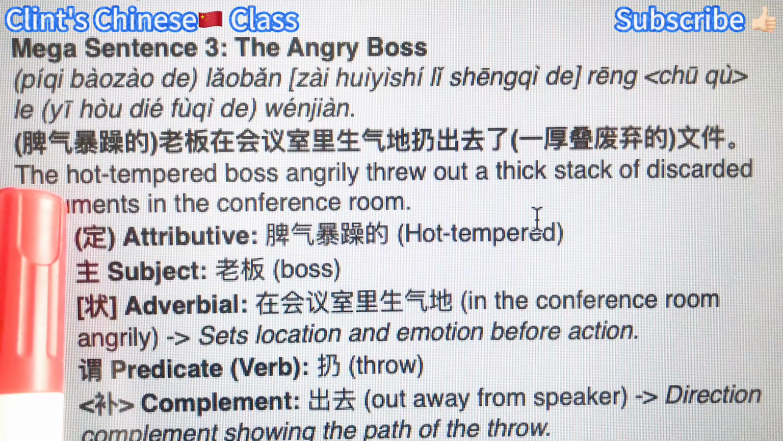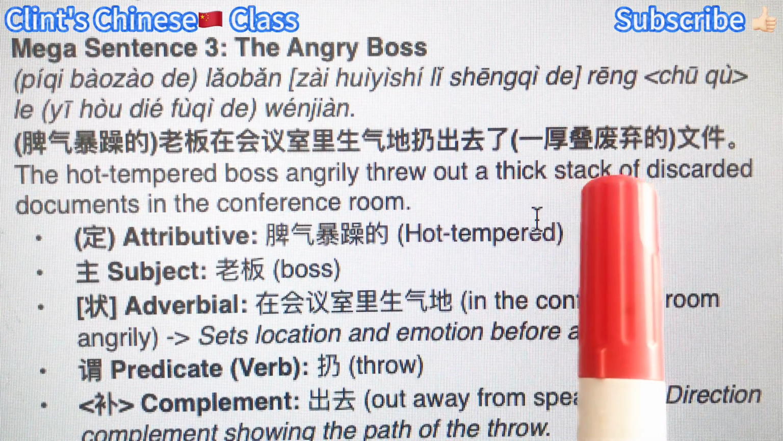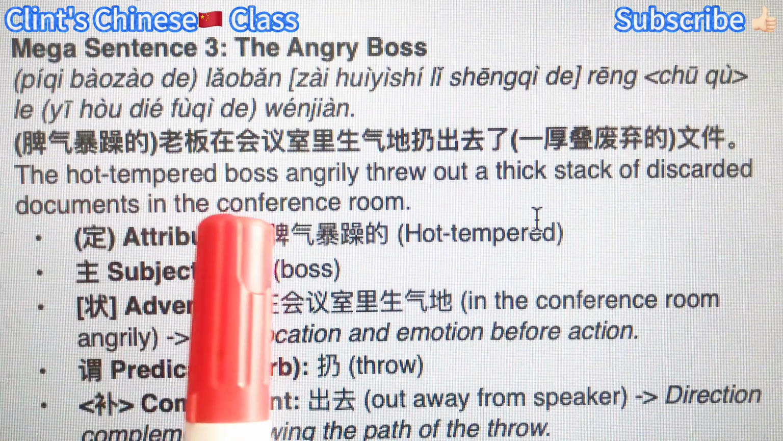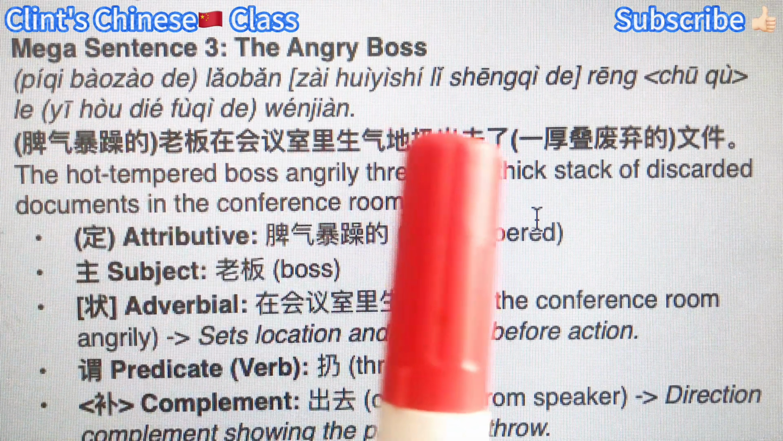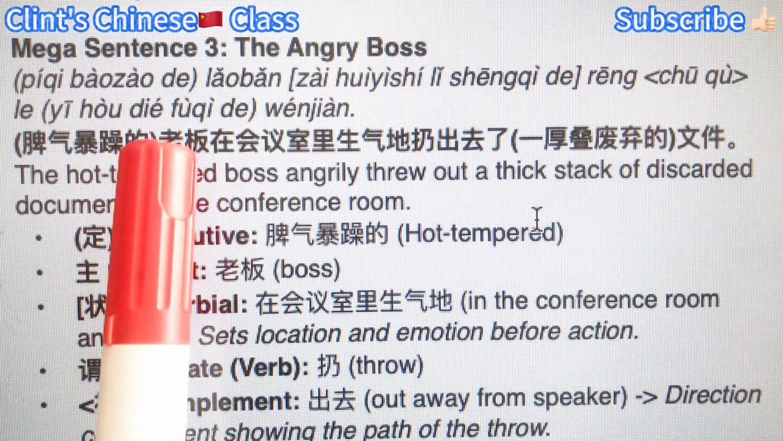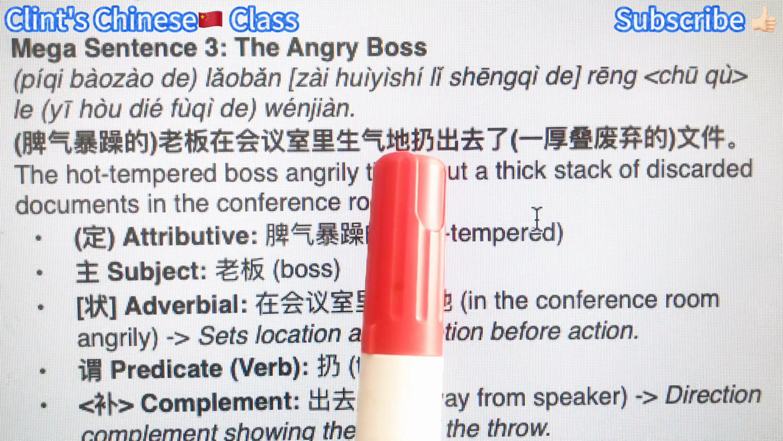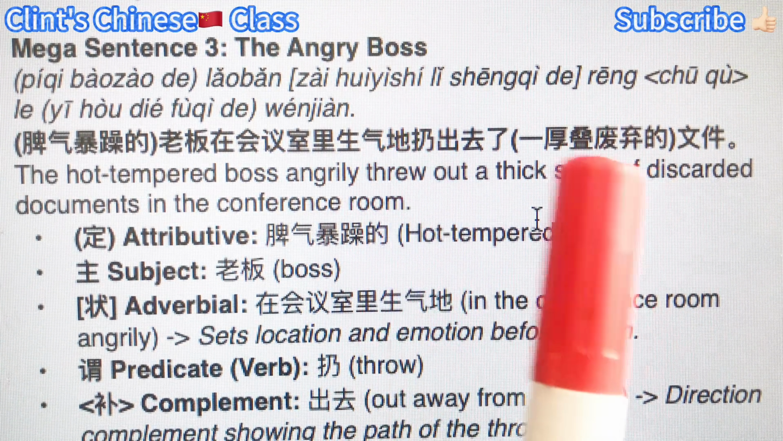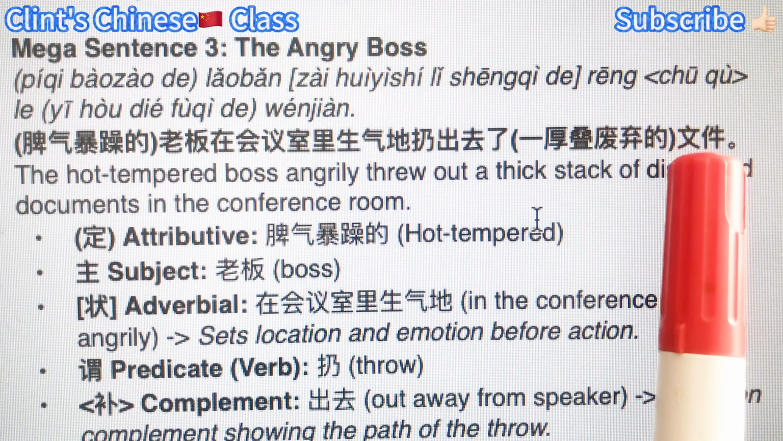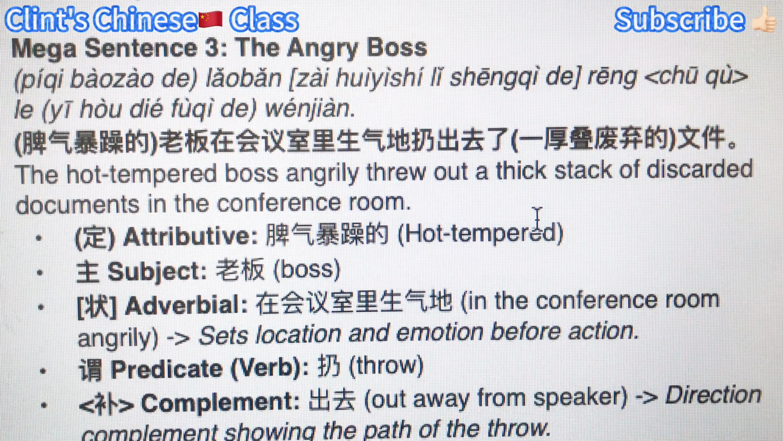So, that hot-tempered boss angrily threw out a thick stack of discarded documents in the conference room. Now let's find the subject, verb, and object. The subject is the boss, 老板. And the verb, 扔, is throw away. Object is 文件, the documents. Okay.